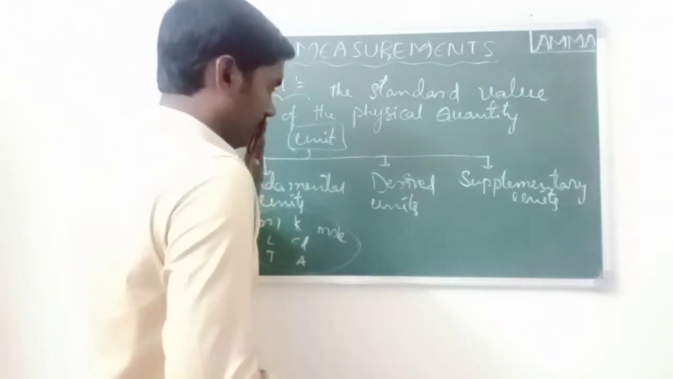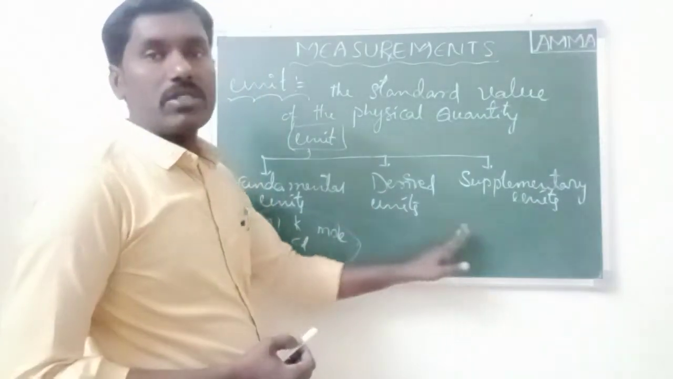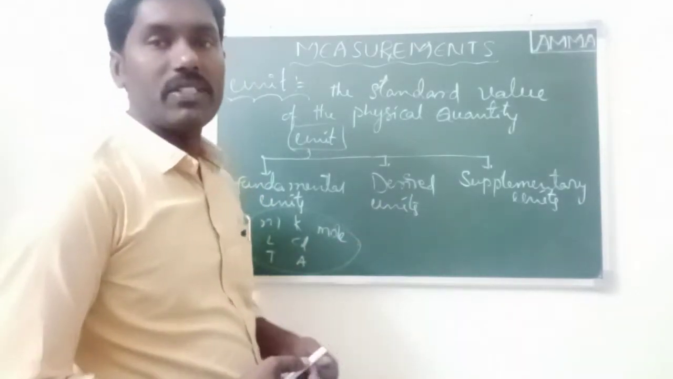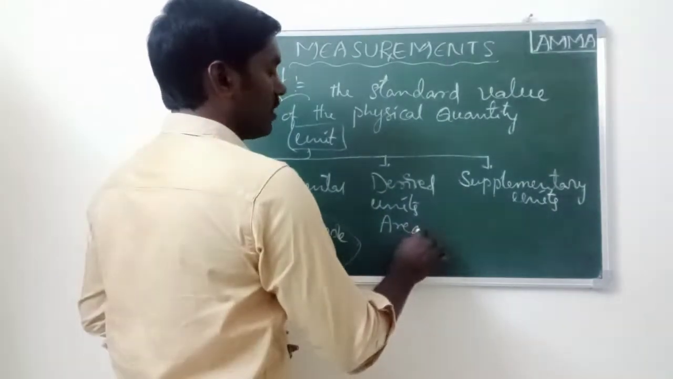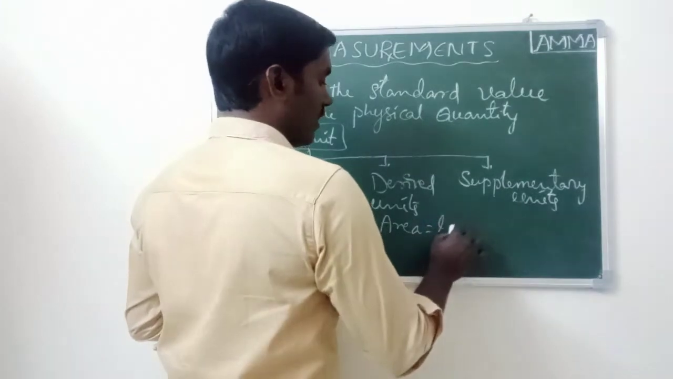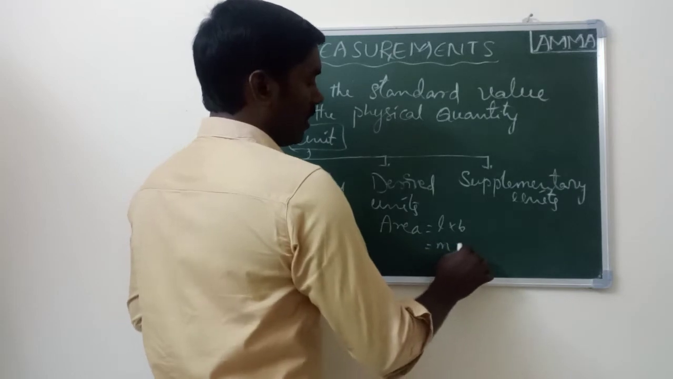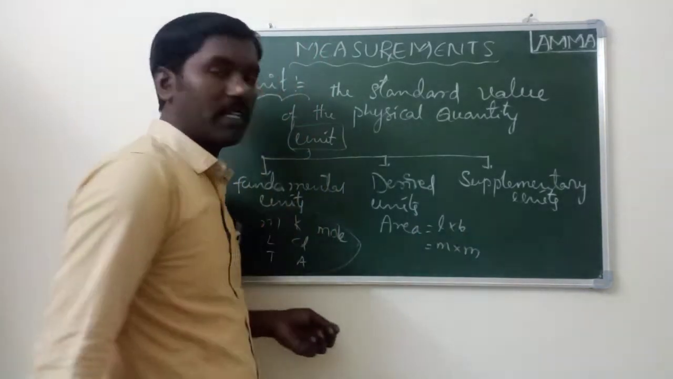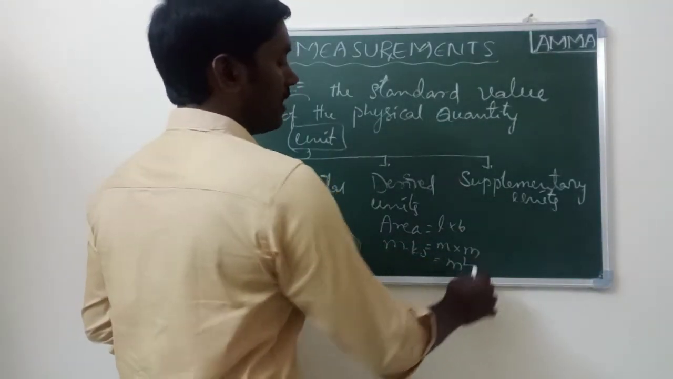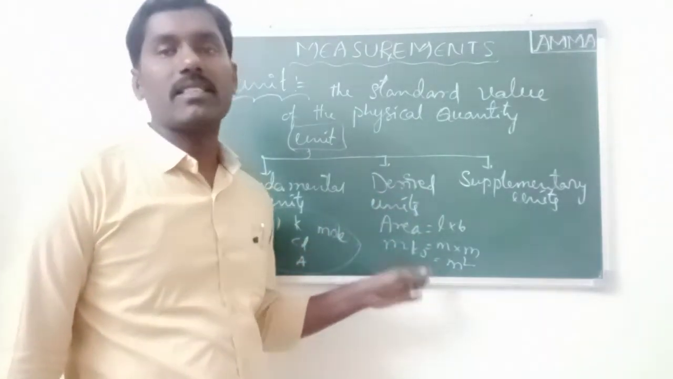Then what is the meaning of derived units? Derived units means the units of derived physical quantities. The best example of a derived quantity is area. Area is nothing but length into breadth. The MKS unit of length is meter, and the MKS unit of breadth is also meter. Then the MKS unit of area is meter into meter, which equals meter square. So whatever the units of these derived physical quantities, we call those derived units.